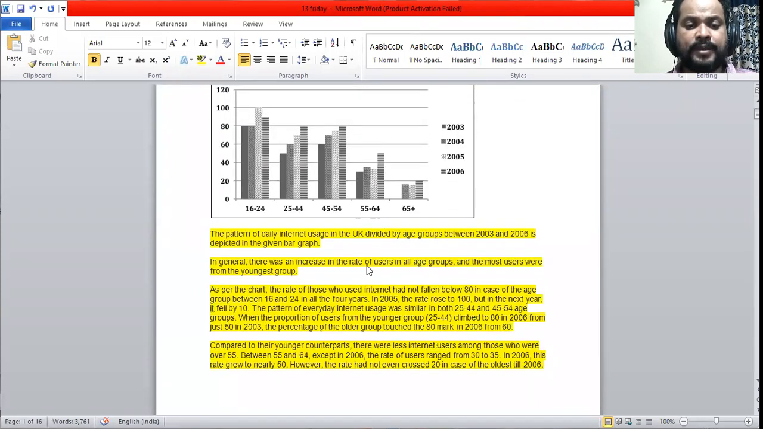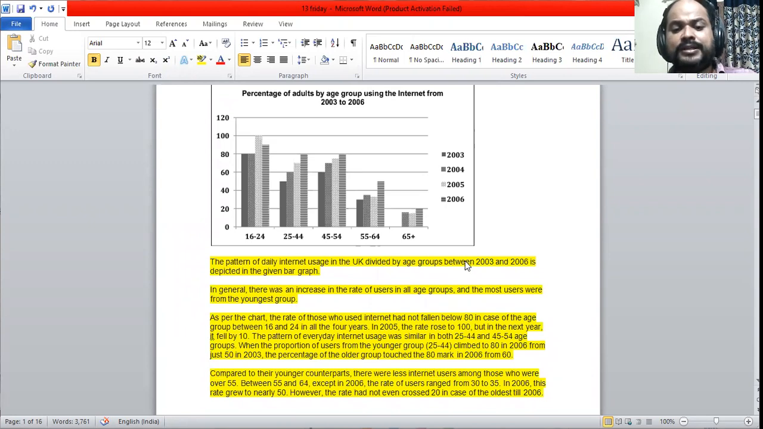As per the chart, the rate of those who use the internet had not fallen below 80 in the age group between 16 and 24 in all 4 years. In all 4 years, 2003, 2004, 2005, and 2006, it has not fallen below 80%. The rate of everyday internet users in this particular group had not fallen below 80%. It is somewhere at 80, more than 80.